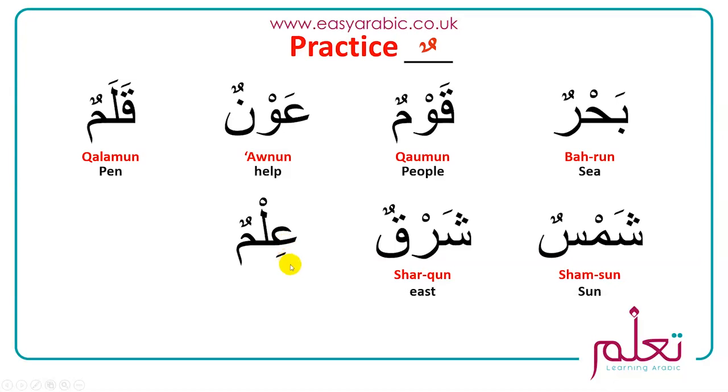Next one is the ain with the kasra and the lam with the sukun is ilmun, which is knowledge. And finally we've got the ain with the dhamma and the dal with the sukun, udrun, which is excuse. Okay, so that's bahrun, qawmun, awnun, qalamun, shamsun, sharqun, ilmun, uzrun.